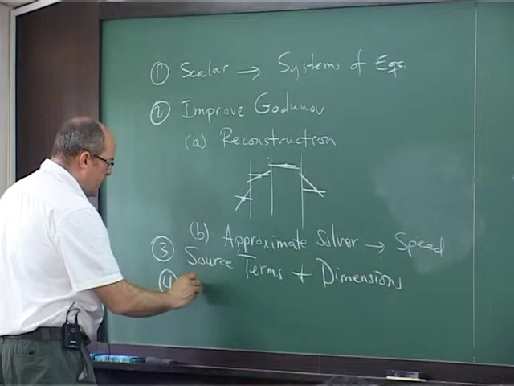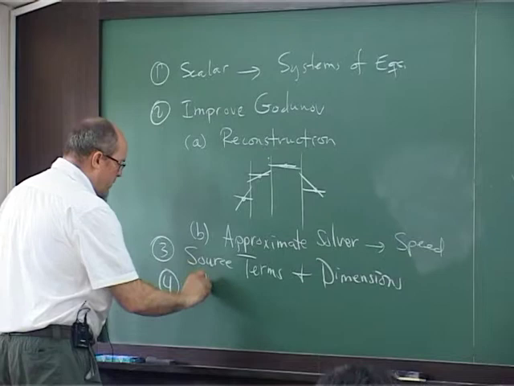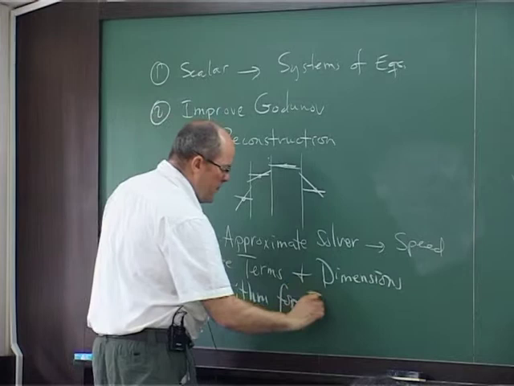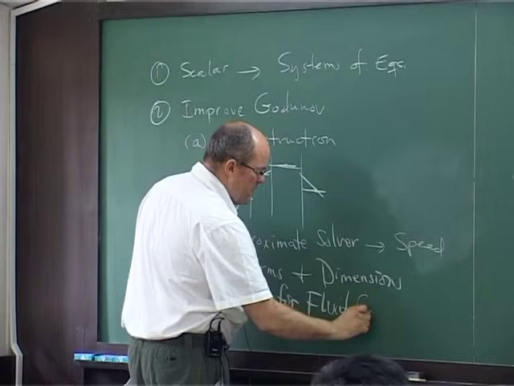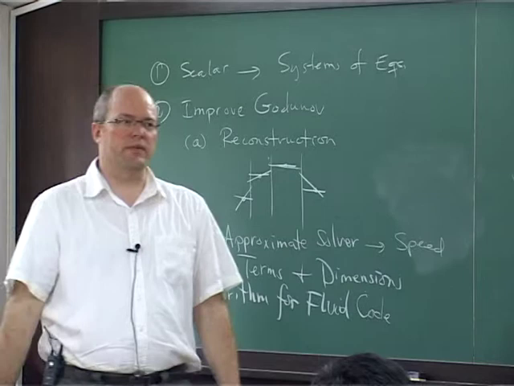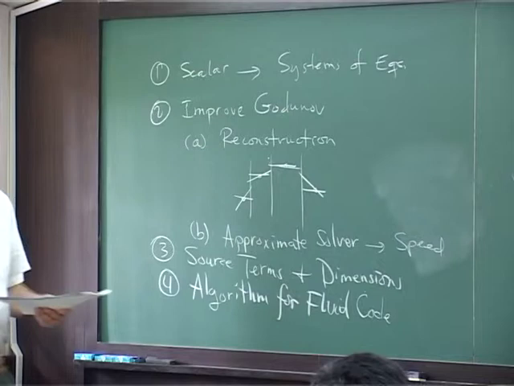And the final thing is basically a simple algorithm for a relativistic fluid code. I'd like to, at the very end, go through the steps, and we can see how all of the things that we've been talking about hopefully fit together, so that if you wanted to sit down and try this out, you would have a place to start and see how things work together.